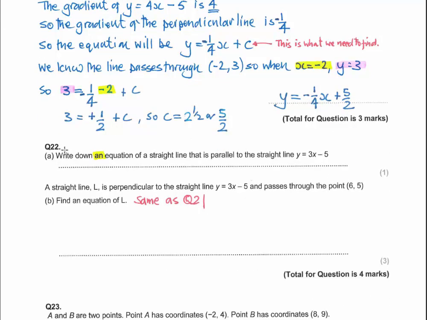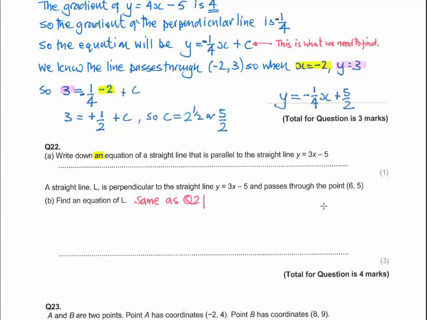Question 22 says write down an equation of a straight line that is parallel to the straight line y equals 3x minus 5. It says an equation, not the equation, because there will be loads of equations of straight lines that are parallel to this one here.